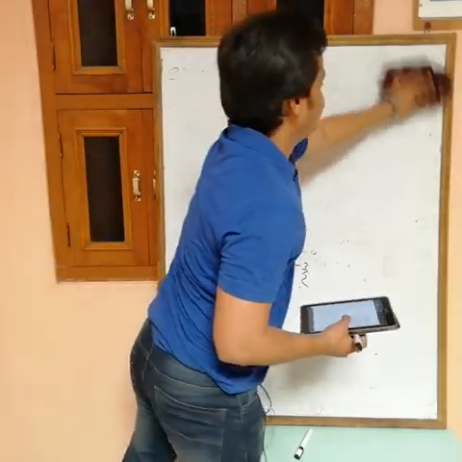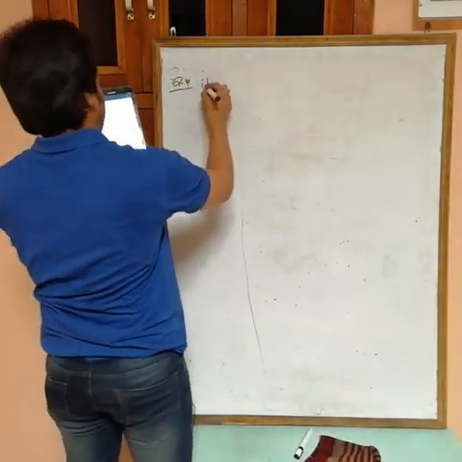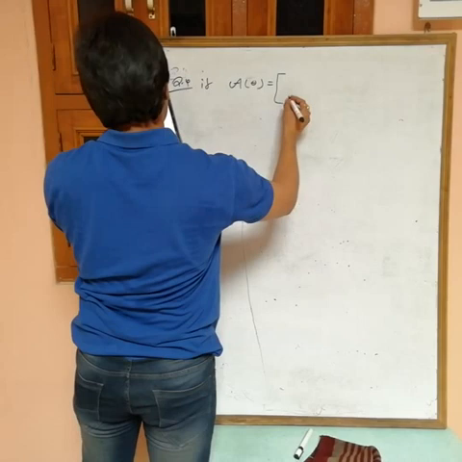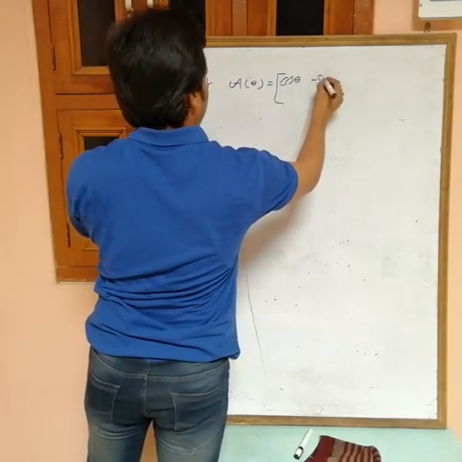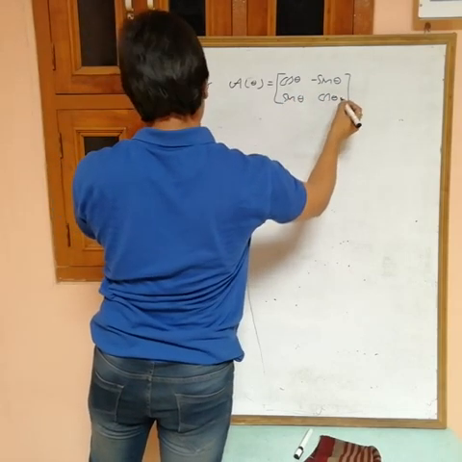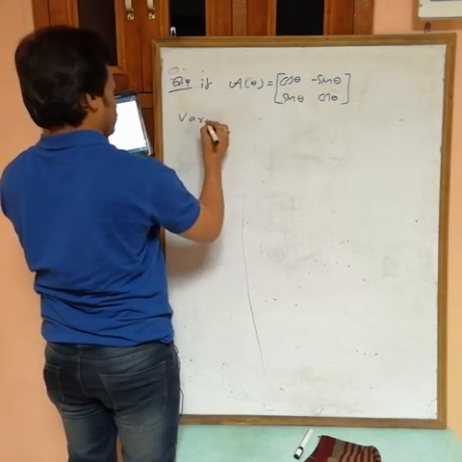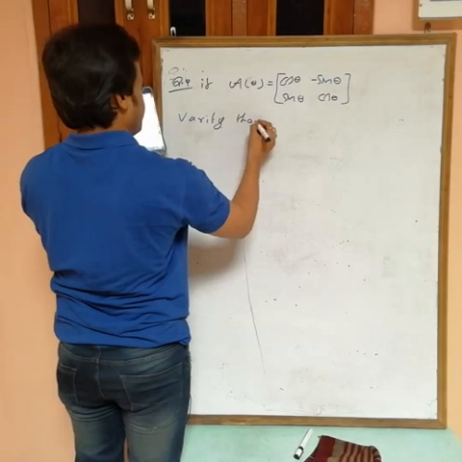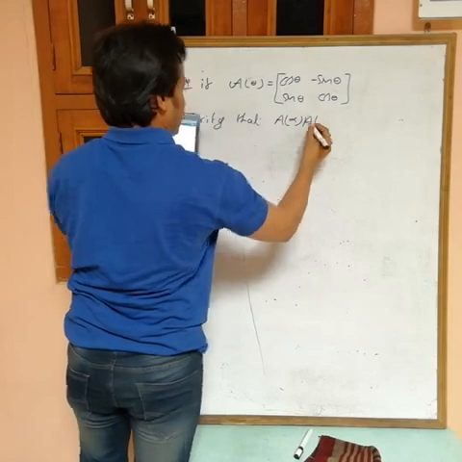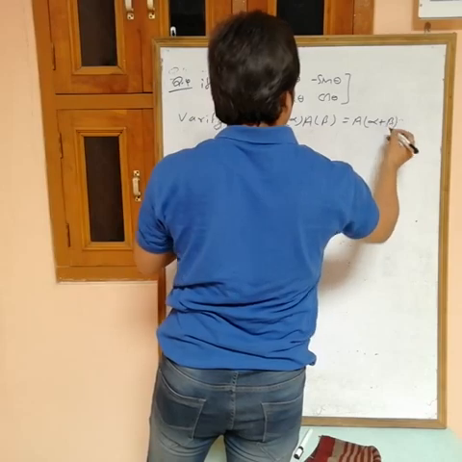Now last question. If A theta is equals to the matrix cos theta, minus sin theta, and sin theta, cos theta. Verify that A alpha into A beta is equals to A alpha plus beta or not.